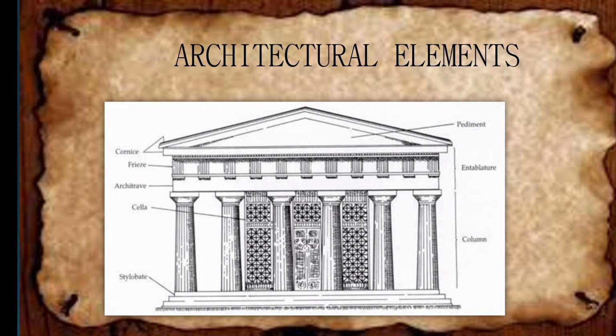Greek architecture is known for tall columns, intricate detail, symmetry, harmony, and balance. The Greeks built all sorts of buildings. The main examples of Greek architecture that survive today are the large temples that they built to their gods.